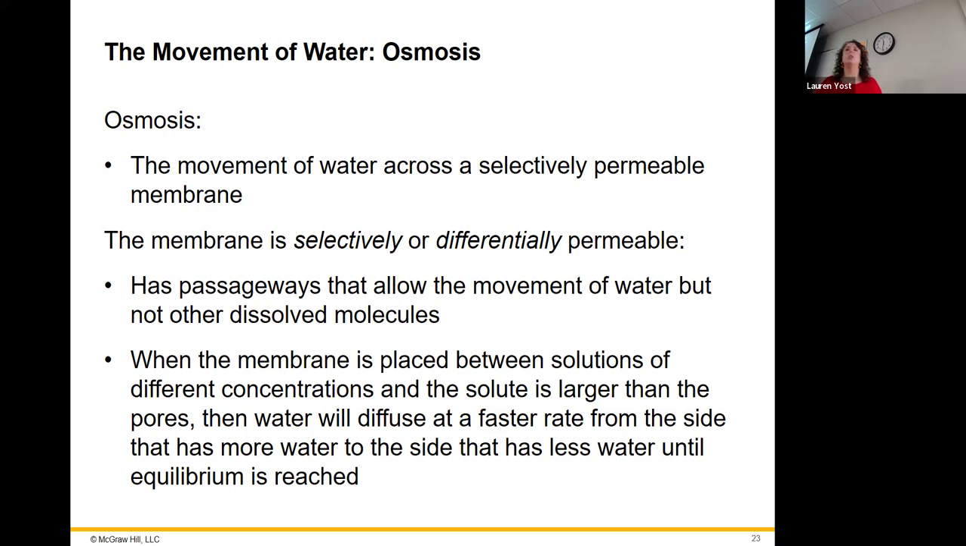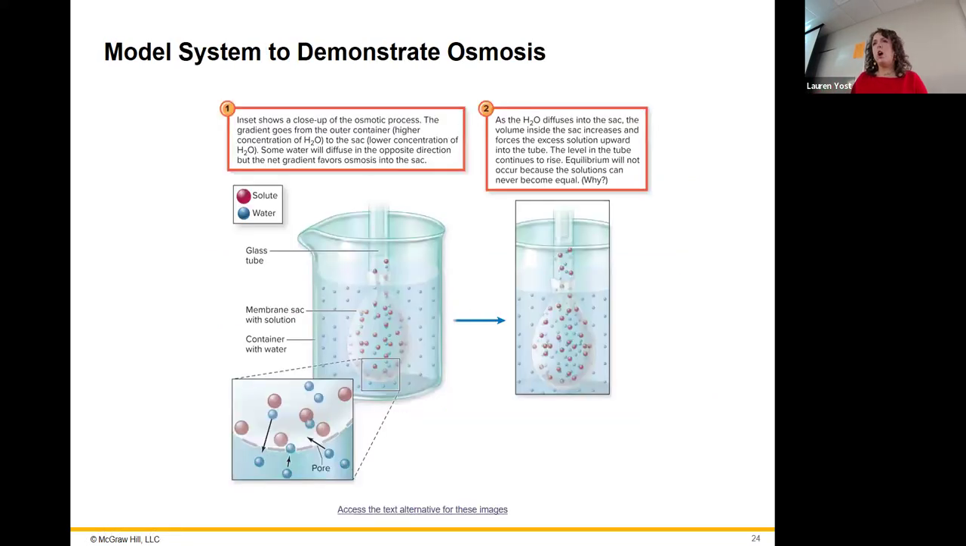The membrane is either selectively or differentially permeable. We have passageways that are controlled somehow, usually. And they can be dependent on diffusion, but specifically when we talk about water, it can diffuse across the membrane to accommodate different concentrations of solute and solvent that it might be in.